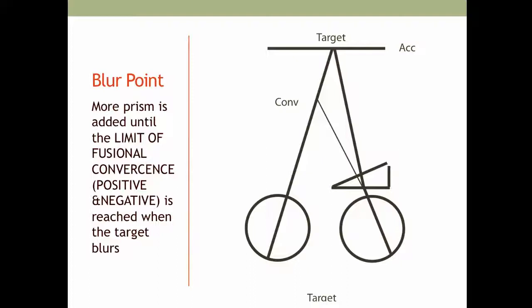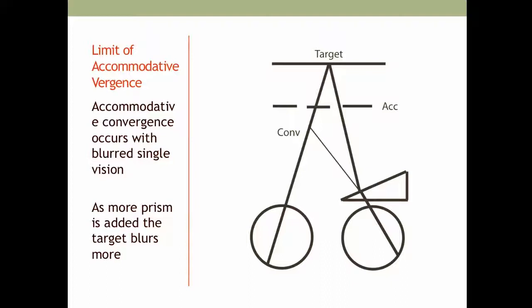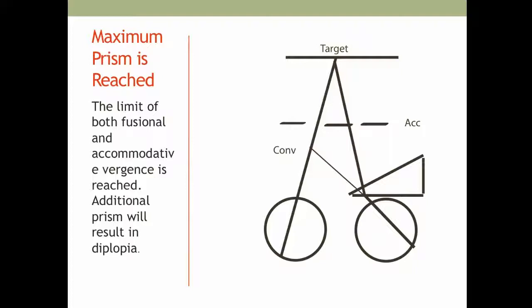If we keep adding prism, we will eventually reach a point where the target will begin to blur. This is the limit of fusional convergence, either positive or negative. Positive being base out prism, negative being base in. Once we reach the point that we are using all of our accommodative vergence, then more prism that is added will cause a blur because we're moving accommodation. We will eventually reach the maximum amount of prism that the eyes can do using both accommodative and fusional vergence, and additional prism will result in diplopia.